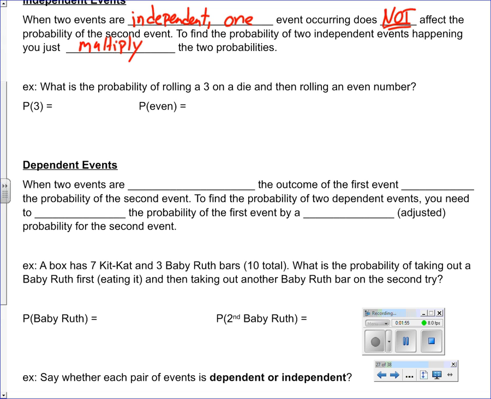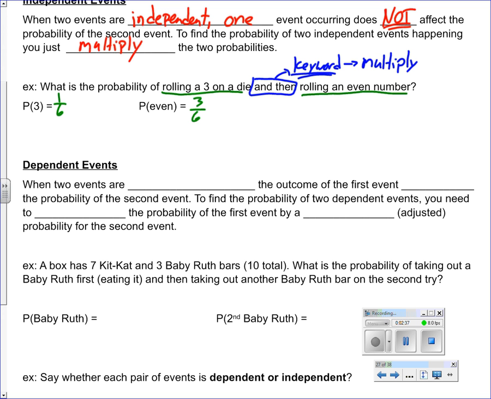So here's an example question. What's the probability of rolling a 3 on a die and then rolling an even number? So there's our two events, and then is our keyword. Anytime we see "and then" on a probability question, it's going to mean that we multiply. So if we look at these two events, rolling a 3 on a die, that has a 1 out of 6 chance. So there's 1 3 on the die, 6 total sides. Even number, that has a 3 out of 6 chance. There's 3 even numbers on the die, 6 total sides.